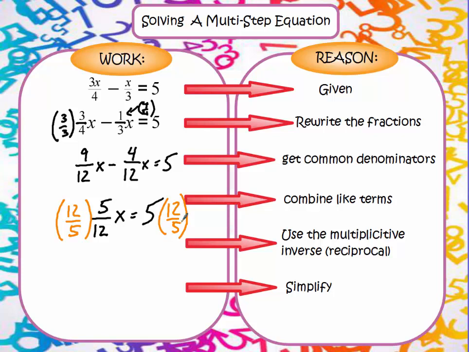And you see that this becomes 12 times 5 is 60. Anything over itself equals 1. And on this side, I have 5 times 12 is 60, and divided by 5. 60 divided by 60 is 1, so that leaves me with 1x. And 60 divided by 5 here is 12. So x equals 12 when we simplify.